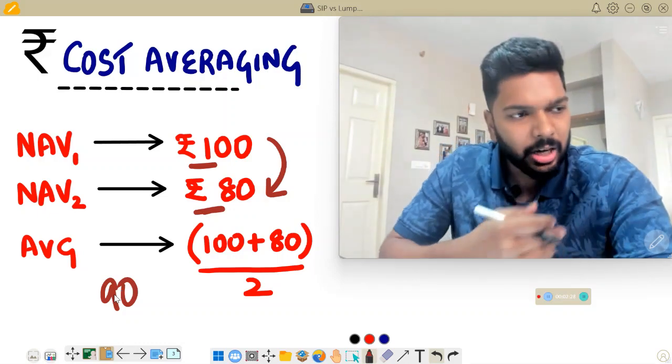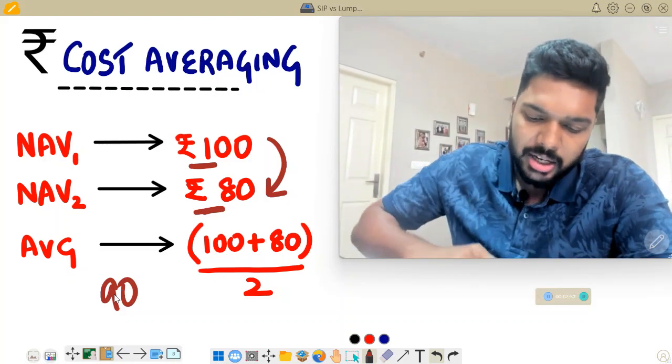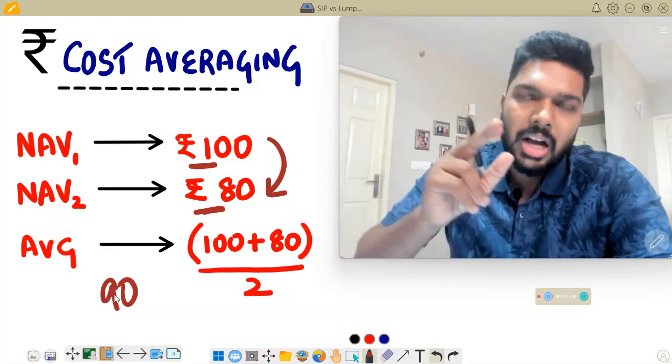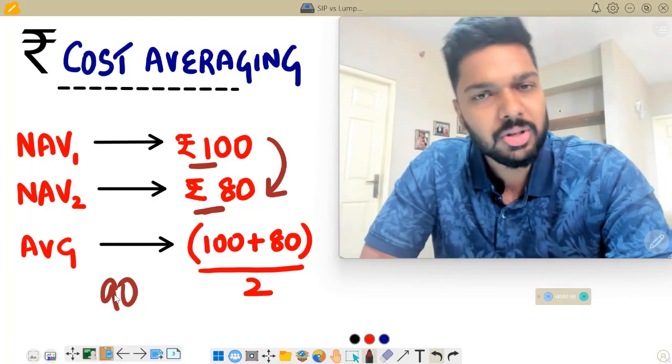So when the market is going down, you will not hit the rock bottom. Your loss will be averaged out. And similarly when the market is going up, you will not hit skyrocket. Your returns will be sort of averaged out in the long run.